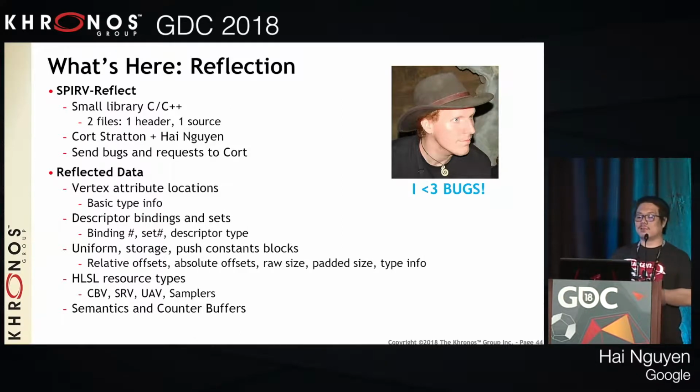It does a pretty extensive reflection of descriptor bindings and sets, uniform storage, push constant blocks, relative offsets, absolute offsets, raw size, et cetera. And it also does the HLSL resource types. So there's literally an ID field in the struct that tells you if it's a CBV, SRV, UAV, or sampler. And we went through a lot of pain to make this happen because it's not obvious how to derive that from the SPIR-V. And of course, it will contain semantics and counter buffers.